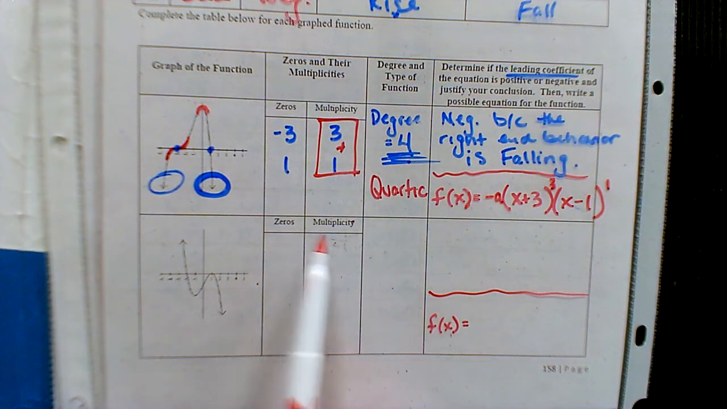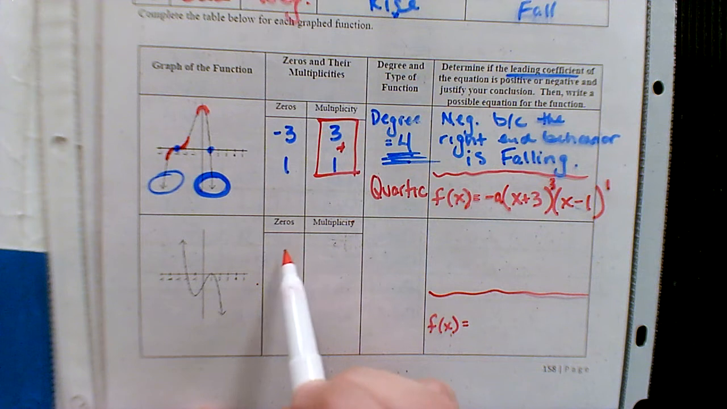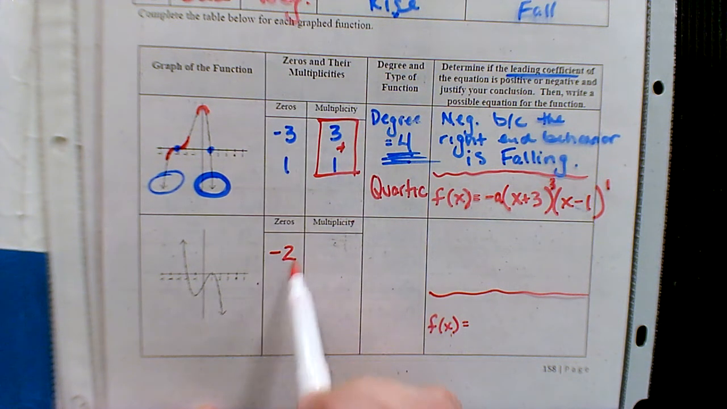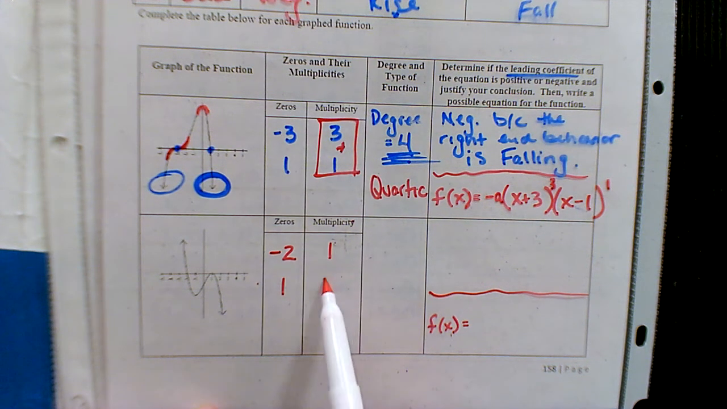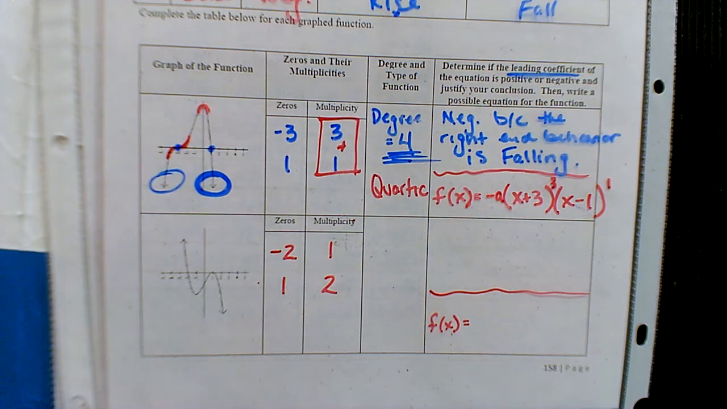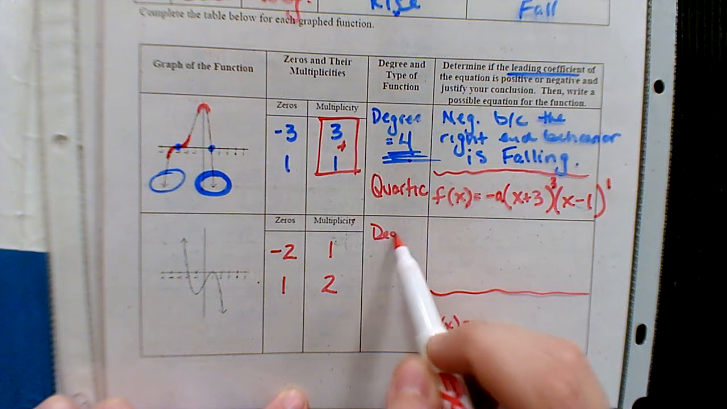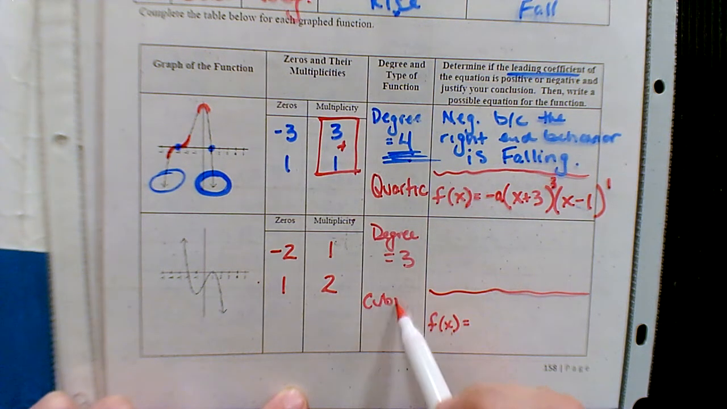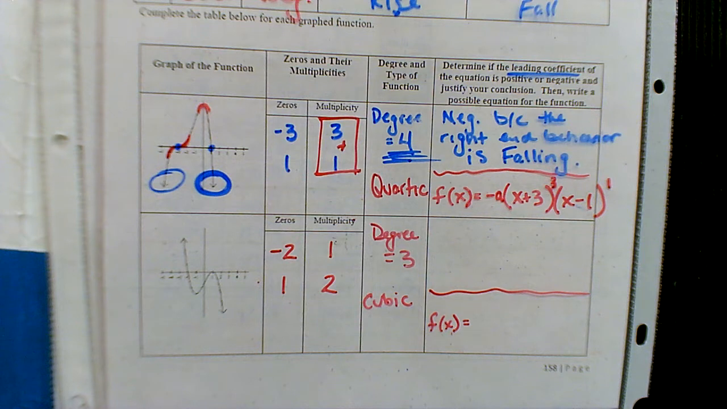All right, any takers on the zeros and their multiplicities based off that graph? Good, Marie? And 1, okay. 1 and 2, looks good. All right, so based off of either the graph or those multiplicities, what was your degree? Yeah? 3. So what would we name that as? Cubic, good.